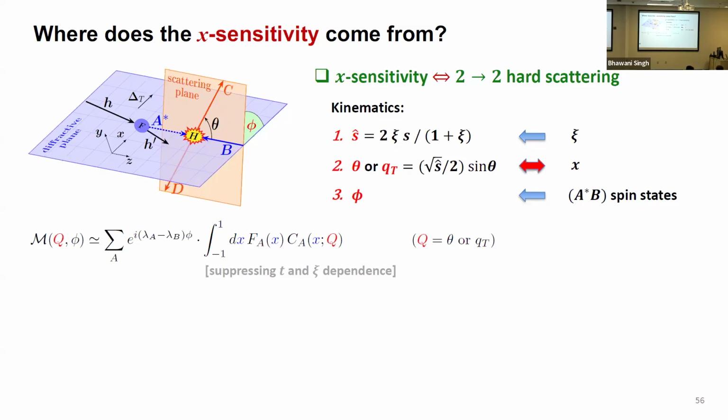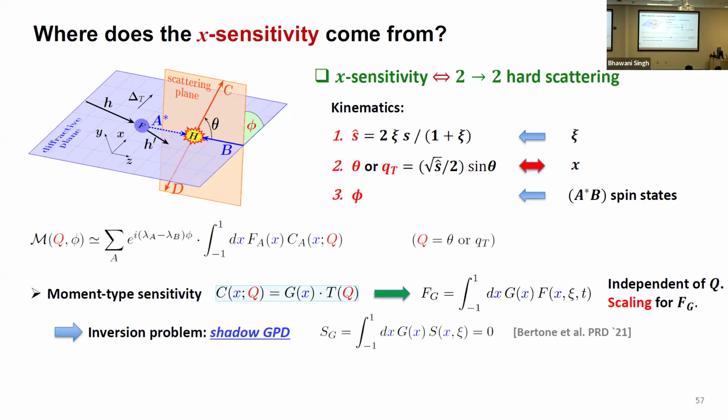And to put that into a factorization formula, we write the overall amplitude as the sum over all possible A states, and each A state gives us a factorization of this. We say this is a GPD, which depends on X, and the hard coefficient that depends on X, and the hard coefficient also depends on the theta. And the phi dependence is factored out. So from this, we can see the different roles of theta and phi. We use the phi to distinguish different A states, but we use the theta dependence to probe the X dependence.